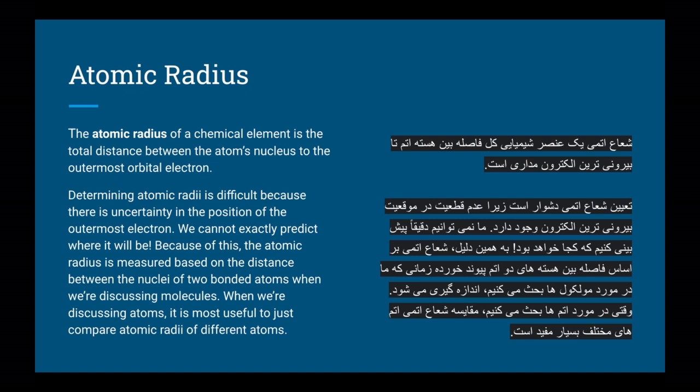Because of this, the atomic radius is measured based on the distance between the nuclei of two bonded atoms when we're discussing molecules. When we're just discussing atoms, it is most useful to just compare atomic radii of different atoms.